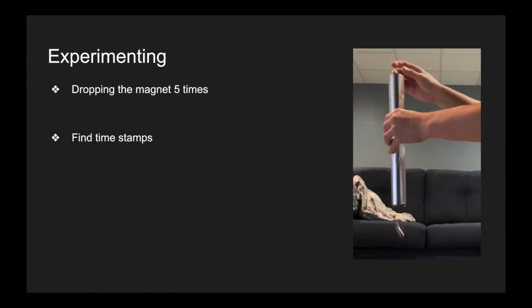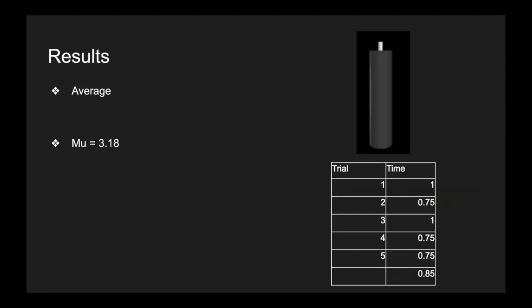For the experiment, we were asked to drop the magnet through the tube of aluminum foil and observe the results. I did this 5 separate times and recorded the timestamps. It seemed to take a lot longer for the magnet to fall through the aluminum foil as opposed to dropping it outside of the foil. Seen here, I got an average result of 0.85 seconds.